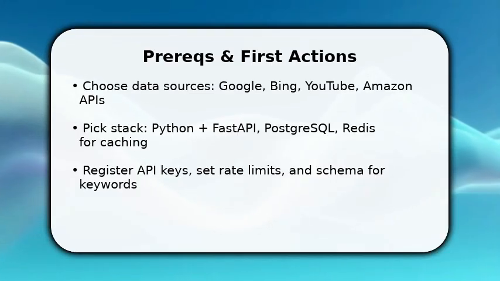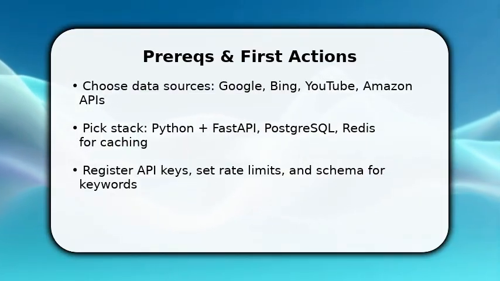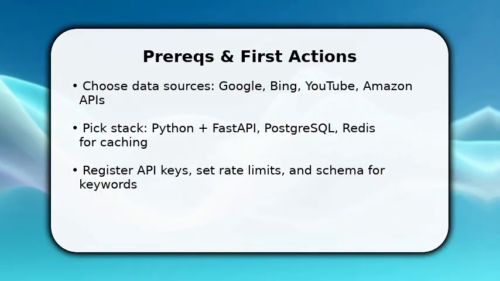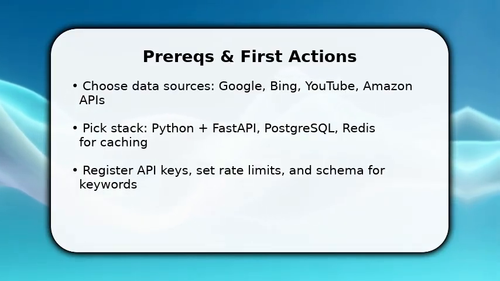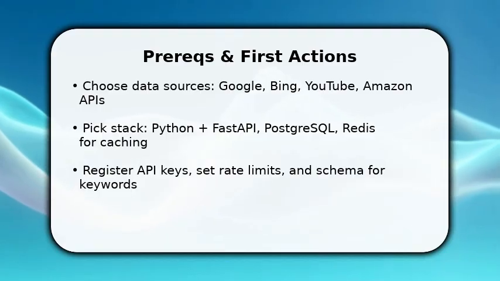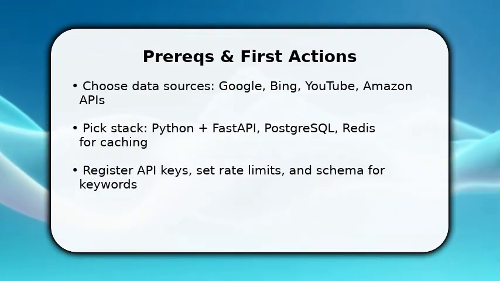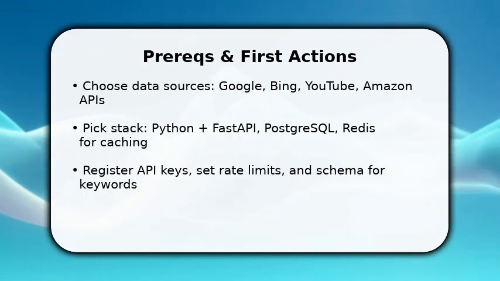You start by locking prerequisites: API keys, database, and a lightweight backend. First, wire a simple collector that queries one search API and stores raw results in PostgreSQL. Once done, normalize results into a keywords table with columns for term, volume, intent, CPC.